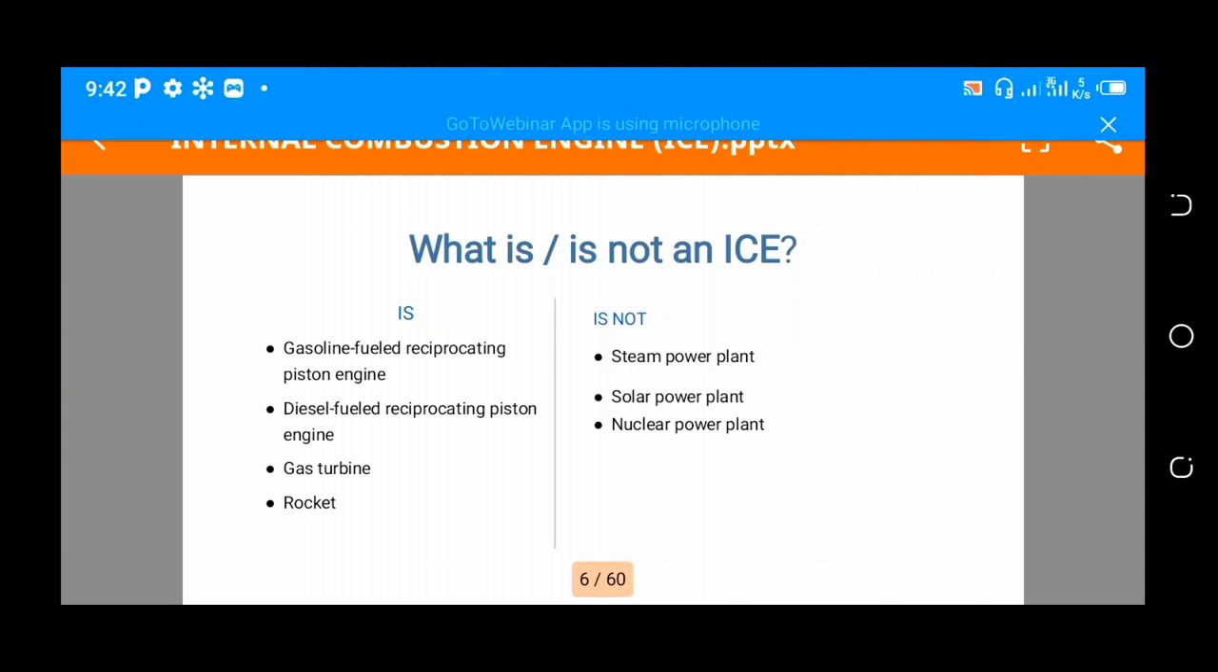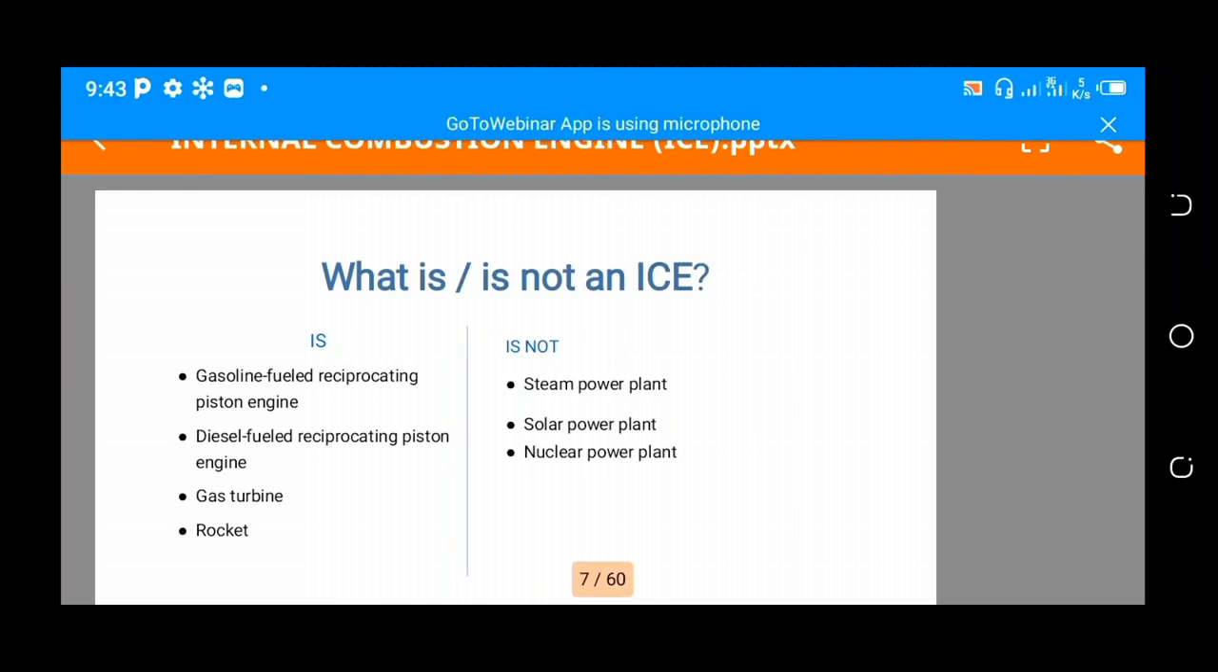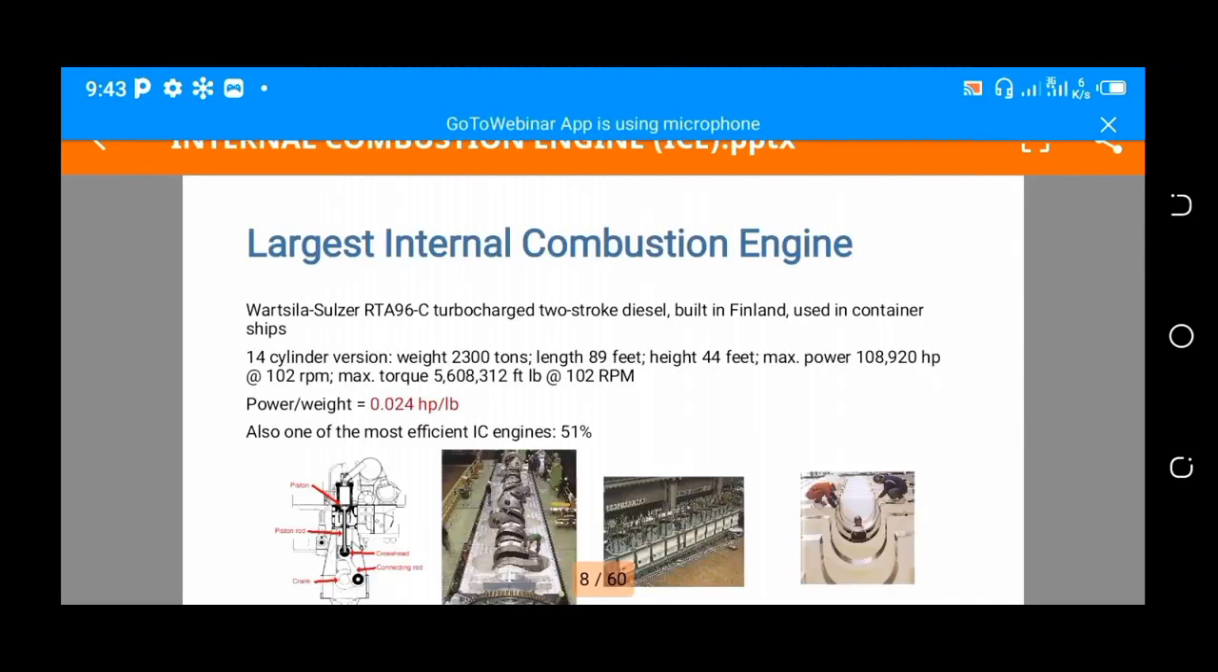So now you have the gasoline fueled reciprocating piston engine, which is the first type I told you. It has an internal combustion engine. You also have the diesel fuel reciprocating engine. Then you also have the gas turbines. Then you have the rockets. All these forms of design have the ICE content. Then those that do not have it, like your steam power plant, the solar plant and the nuclear power plant. These ones are not ICs. They are basically run independently and have an independent design.